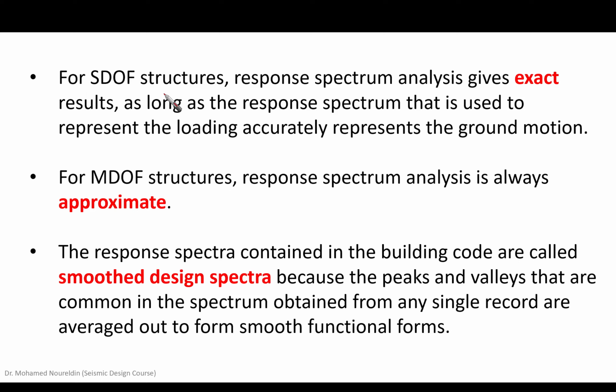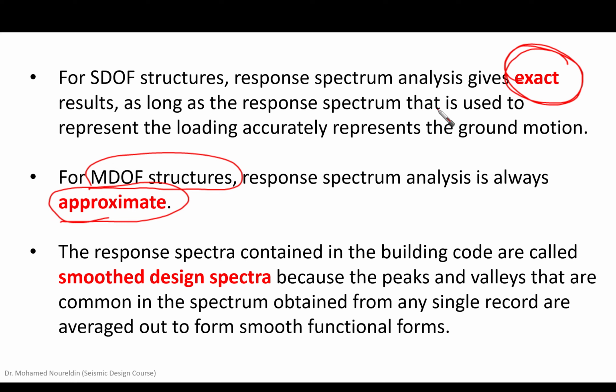For single degree of freedom structures, response spectrum analysis gives exact results. We are talking about exact whenever it comes to a single degree of freedom system. But whenever we talk about multi-degree of freedom systems, we are talking about approximate. That's a very important concept. This means that our response spectrum for our buildings is approximate, not exact, because our buildings are not single degree of freedom systems. They are multiple. So in this case, we are dealing with an approximate solution method.